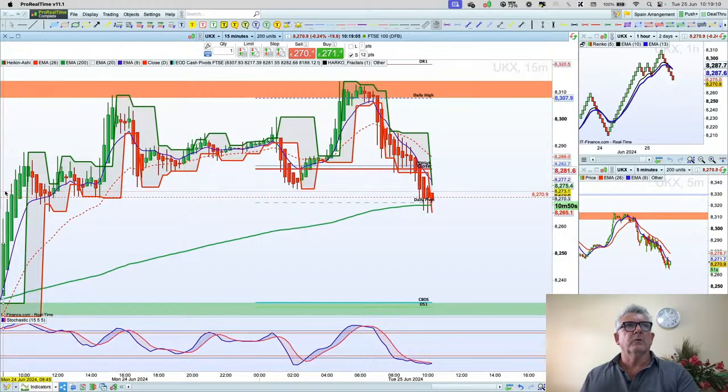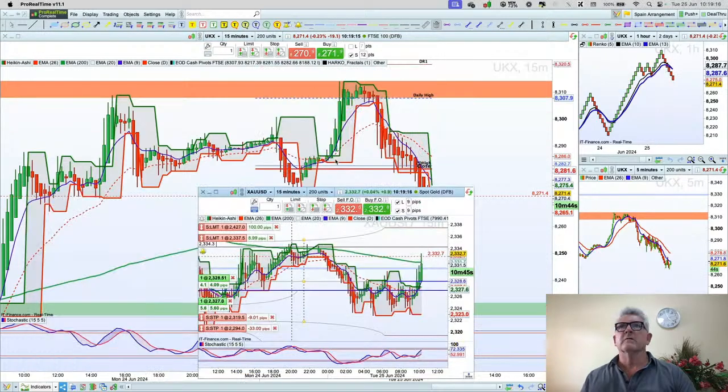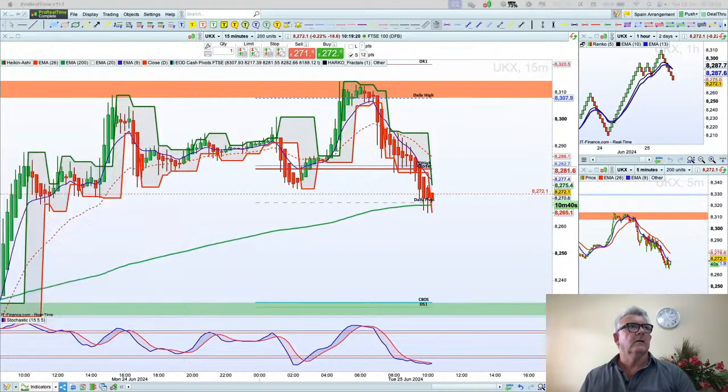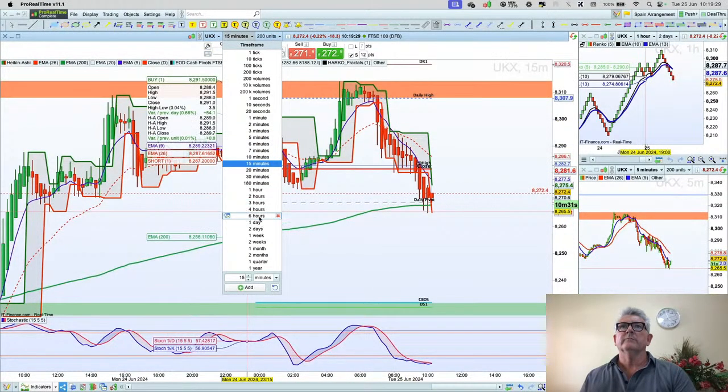We've got gold really pulling off. We're up 0.5% now on gold. Just pull this screen across. You can see gold here now really flying. So that's nice. Right, zoom out onto the 4 hour.